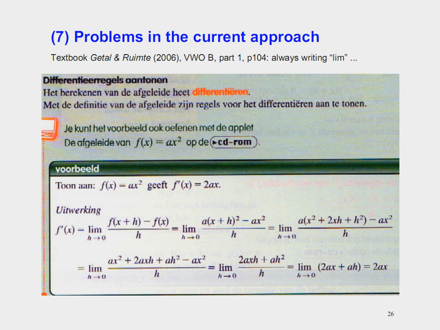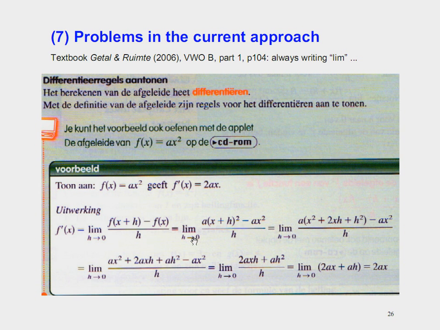What problems in the current approach are being solved by this new approach? I take an example from a textbook from 2006, where students in Dutch are supposed to find the derivative by means of a full development of the differential quotient. And for example, for a times x squared, they start out enthusiastically to write out the differential quotient and plug in the expression for the delta f and the delta x.